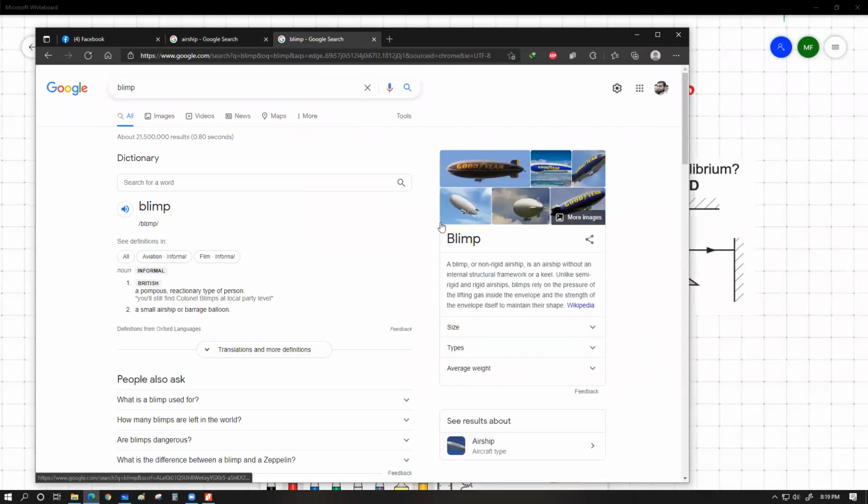Ah, yes, they are also called blimps. Yes, beautiful. I did not know this word. Yeah, that's the figure for a blimp.